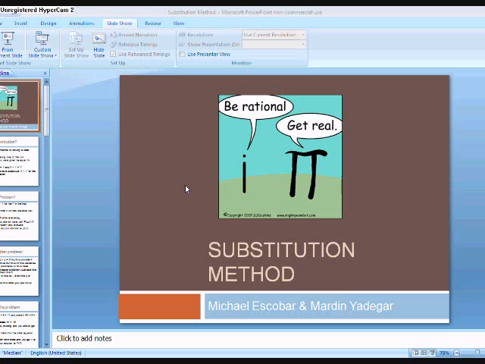Let's try another problem. Here we have x plus y equals 11 and 3x minus y equals 5. We do not have a variable solved for in this problem. So first we must solve for one of the variables in either of the equations. So we have 3x minus y equals 5, and it's a little easier because you just have to add over the y and subtract the 5.